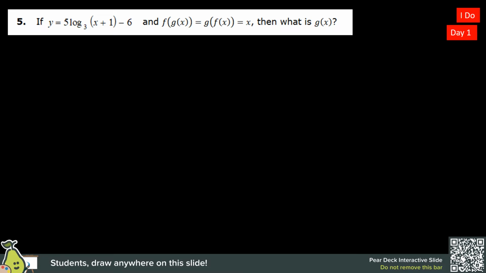All right, guys, so on this problem here, we've got y equals 5 log base 3 of x plus 1 minus 6, and it's saying that f of g of x is equal to g of f of x equals x, then what is g of x? So we can treat this as an f of x. And the reason this statement is important here is you'll recall if we have a composition of one function within the other and we get x, that means that we have inverses. So all this question is asking us to do is to solve for the inverse of what was given here.